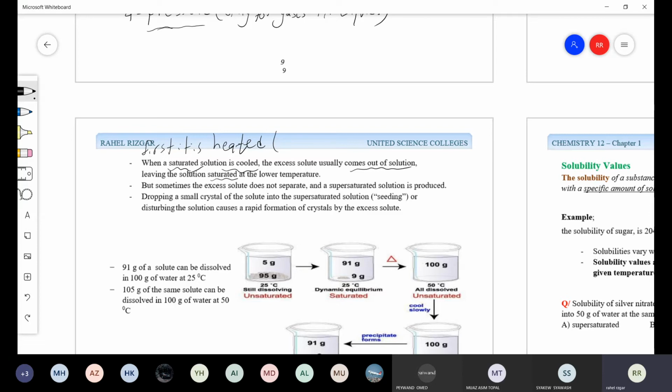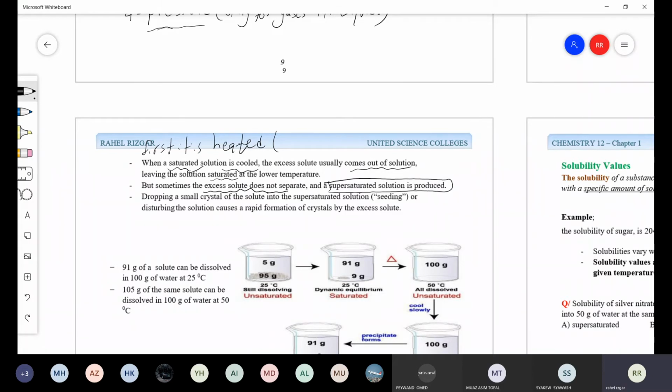If it's heated, we have dissolved more solute. Then when we cool it down, the extra solute at the lower temperature will split out of the solution. But sometimes that excess solute will not separate. If it doesn't separate, what is formed? A supersaturated solution is produced.